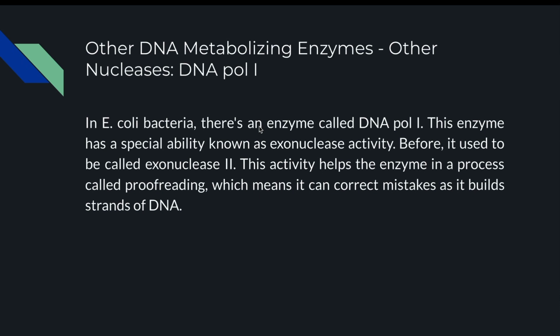DNA polymerase 1. In E. coli bacteria, there's an enzyme called DNA polymerase 1. This enzyme has a special ability known as exonuclease activity. Before, it used to be called exonuclease 2. This activity helps the enzyme in a process called proofreading, which means it can correct mistakes as it builds strands of DNA.